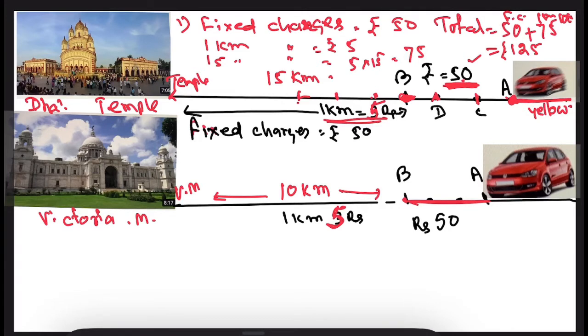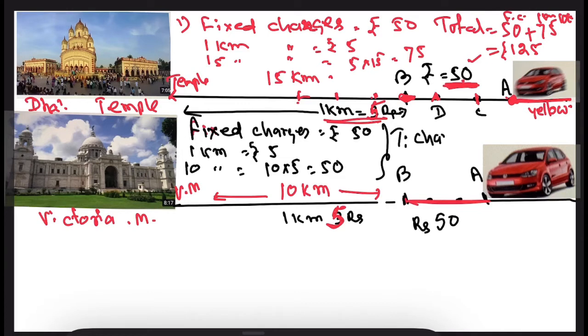So from B to Victoria Memorial how much? 10 kilometer. For charging 1 kilometer equals to how much? 5 rupees. Then for 10 kilometer he will charge 10 into 5, that is 50. So total how much he will pay? Total charges is equals to 50 plus 50, that equals to 100.